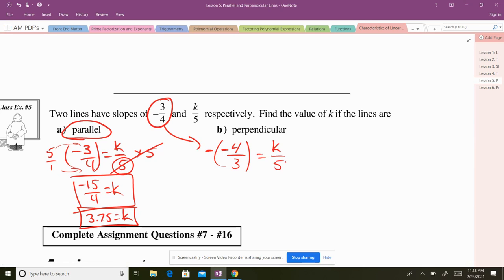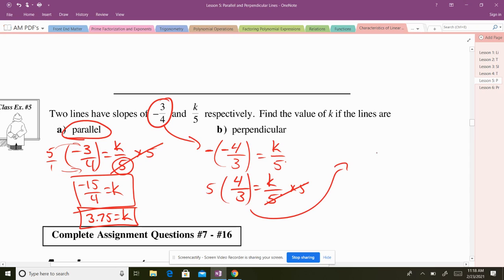And then you solve them. So what do the two negatives turn into? Positive. How do you solve this? Multiply by 5 on each side. So you end up with 20 over 3. If you do the decimal, 6.6 repeating. I don't care if you do the decimal.